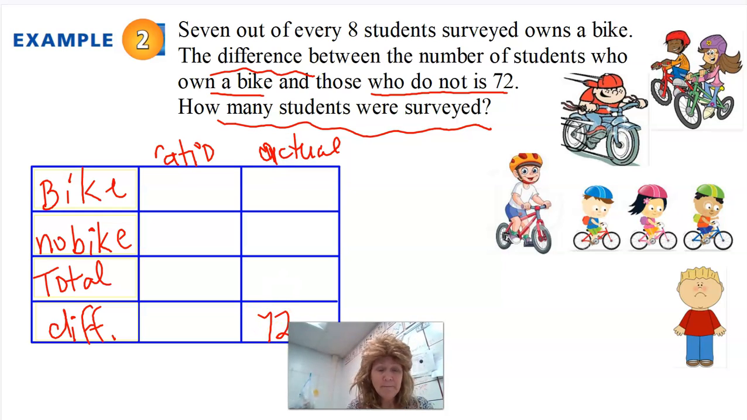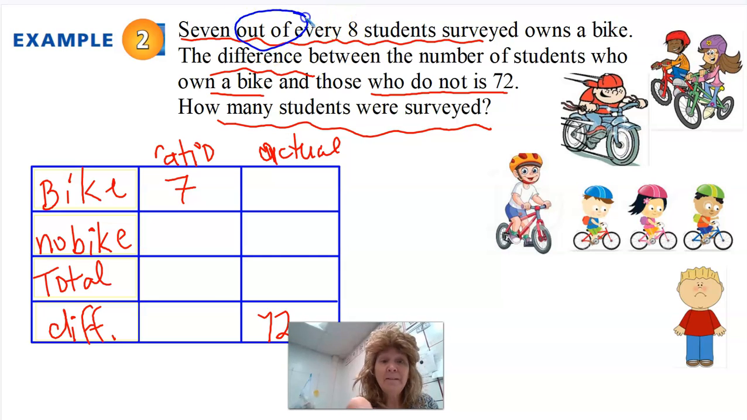And then the other information that I have is 7 out of every 8 students surveyed own a bike. So 7 have a bike, and then ding, ding, ding, I hope you notice that the out of, right, that is the total number of students that they surveyed. So that means this has to be 8, which means the no bike is a 1.